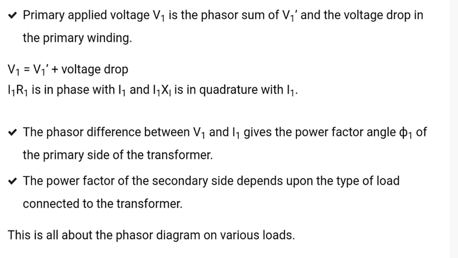The primary applied voltage V1 is the phasor sum of V1' and the voltage drop in the primary winding. V1 is equal to V1' plus the voltage drop. I1R1 is in phase with I1, and I1X1 is in quadrature with I1. The phasor difference between V1 and I1 gives the power factor angle Phi1 of the primary side of the transformer. The power factor of the secondary side depends on the type of load connected to the transformer. This is all about the phasor diagram on various loads.